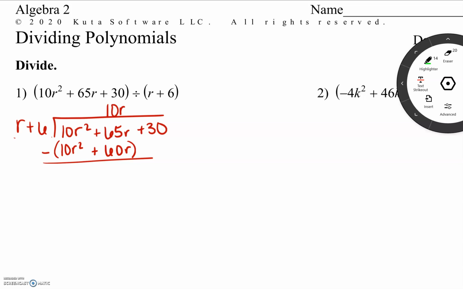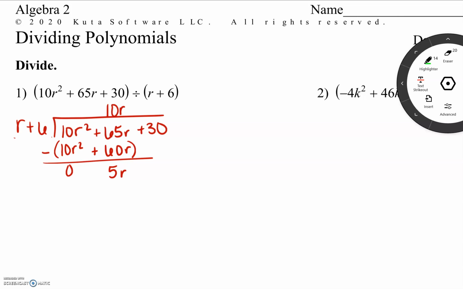10r squared minus 10r squared would be 0, which is what we wanted. If we didn't get 0 there, then we'd have to go back to the drawing board and find a different value. 65r minus 60r would be positive 5r.